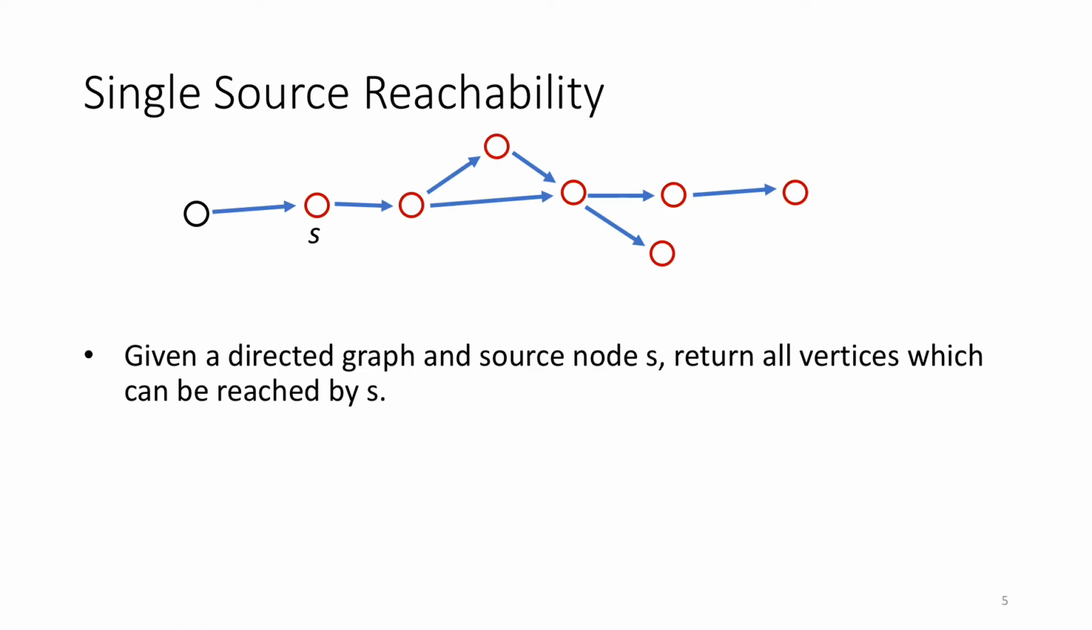For the single source reachability problem, we are given a directed graph and a source node S. We want to get all nodes which can be reached from S. In this example graph, there are 7 nodes which can be reached from S, including S itself.